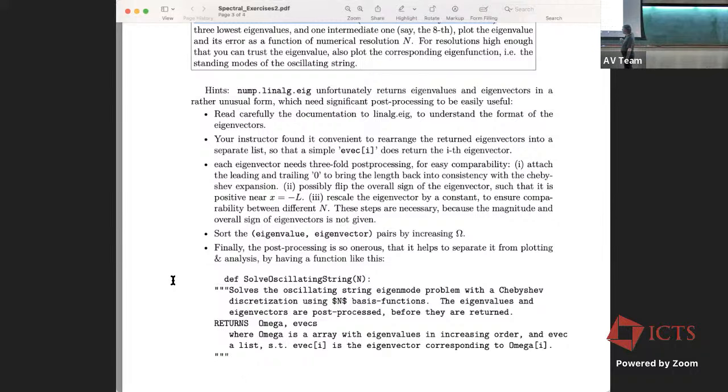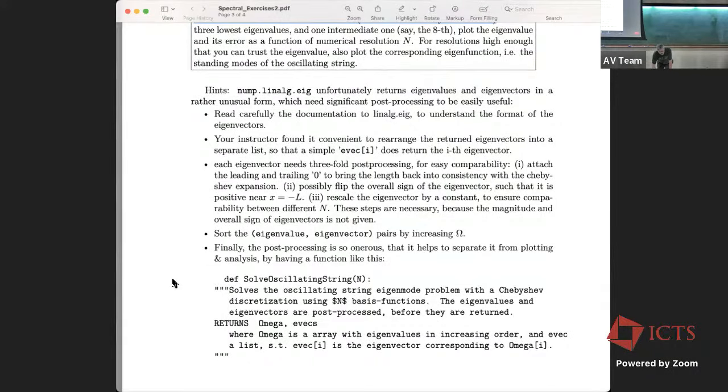The next difficulty is that you get back eigenvalues and eigenvectors in an arbitrary ordering. So you actually have to sort them from small to large. Otherwise, you don't know which ones to compare between different resolutions. And this whole post-processing business has been difficult enough when I was trying to do this problem myself that I ended up writing a separate function, solve oscillating string.